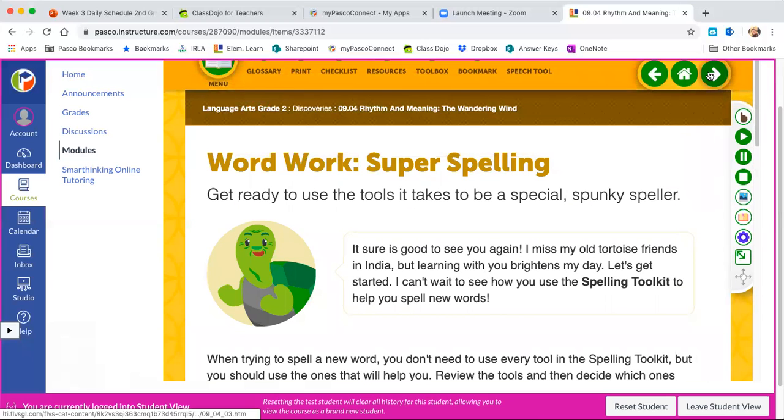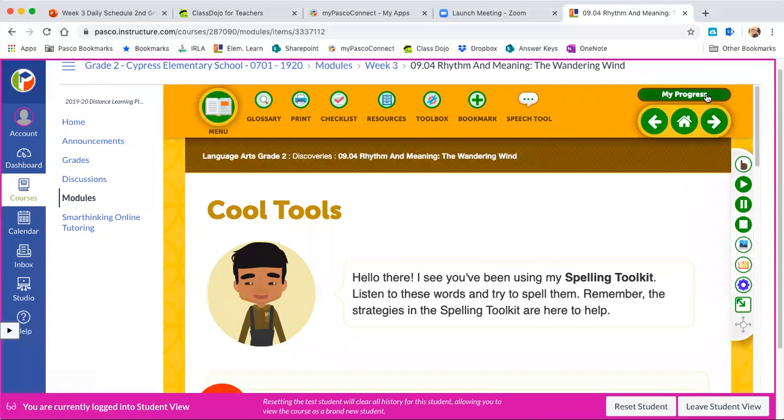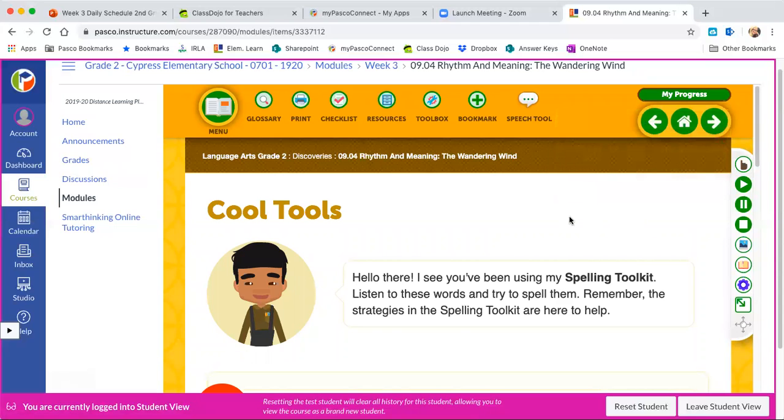So I'm going to click on the next green arrow. And if I'm wondering where I am in my progress here, how much longer I've got, I can click my progress and see I'm on page 3, and there's 12 pages in this lesson. Now remember, the suggestion is to do half of this lesson on Tuesday and the other half on Wednesday. So we are going to stop at some point. Well, we're not going to stop, but I'm going to show you where you should stop when you go through and do this lesson.